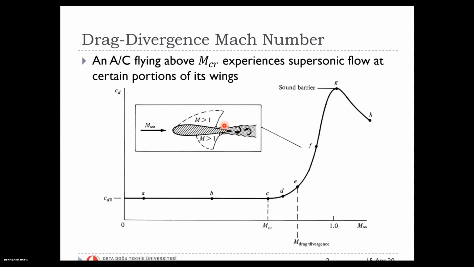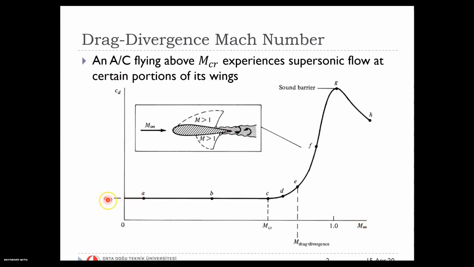Okay, so let's take any airfoil and do an experiment in a wind tunnel, where you have the airfoil at a fixed angle of attack, and we step by step increase the Mach number and see how the drag coefficient changes. And this plot represents that. So this is the C_D versus free stream Mach number plot.